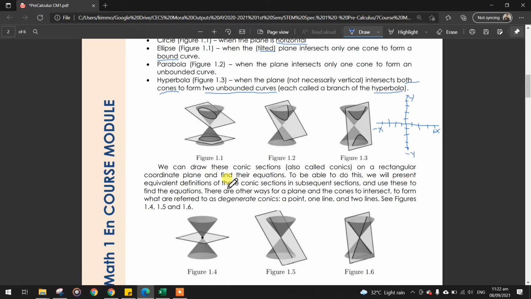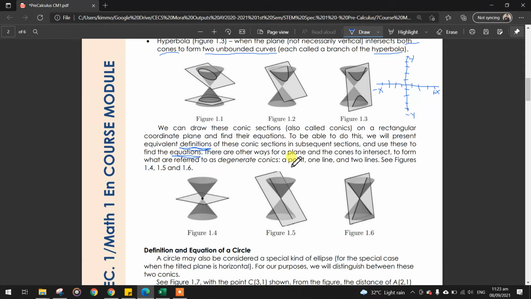So later, I will define the first conic section, which is the circle, and also we are going to know what is the standard equation for this circle. Okay, and also there are other ways for the plane and the cone to intersect to form what is referred to as the degenerated conics. So naatay dili lang kani ang ways nga pag intersect sa plane ug sa cone. So pwede po day siya mahimong point.